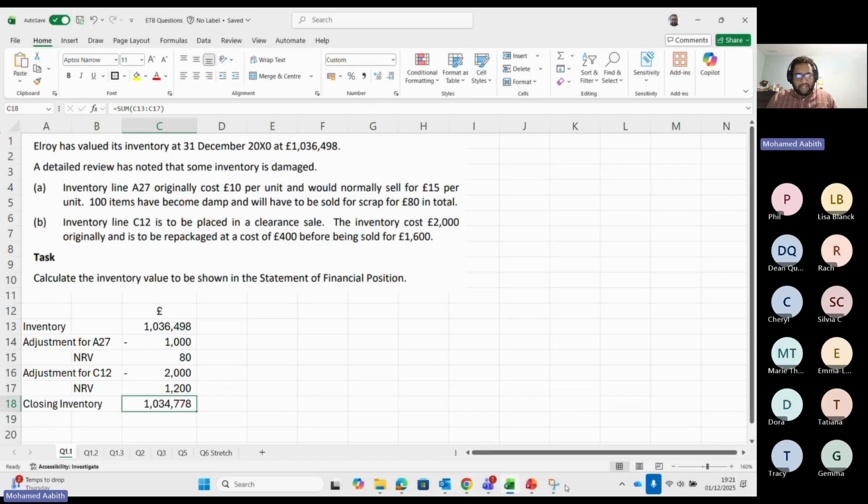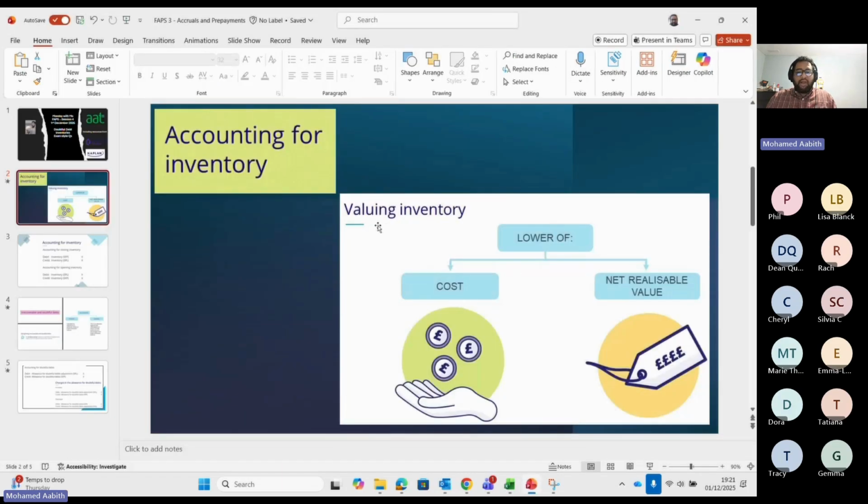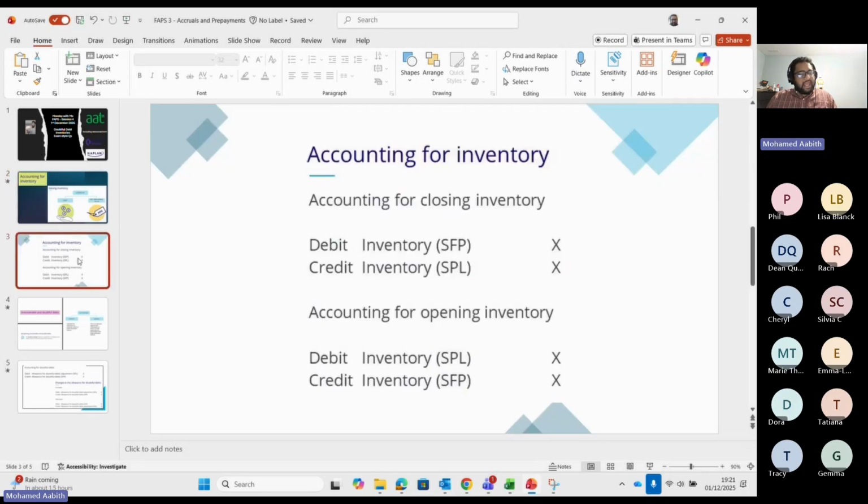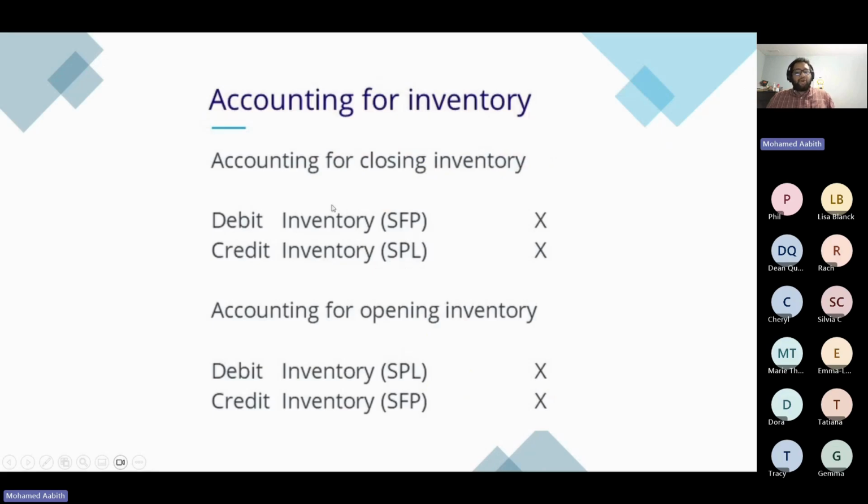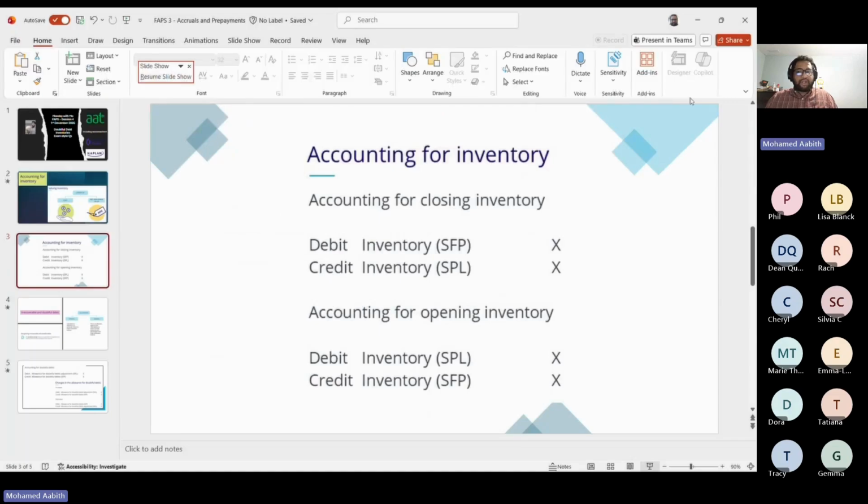So if you go back to those slides again and quickly look at it, the inventory will be valued at the lower of the two. So let's see here. Once you've done that, we're going to do this closing inventory. This needs to go into my profit and loss statement and my financial position. How would I consider that one?